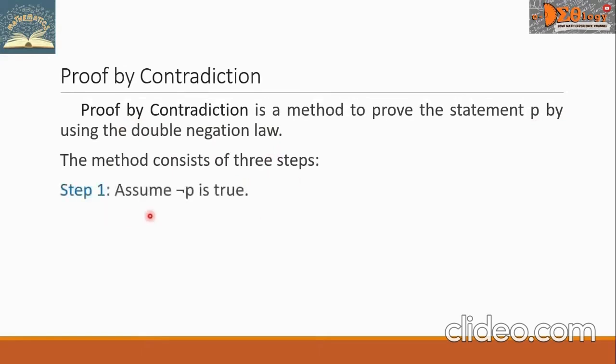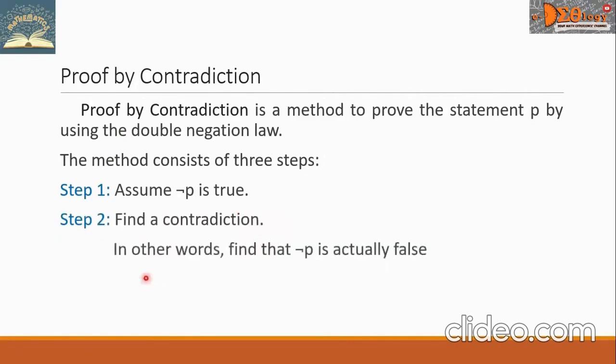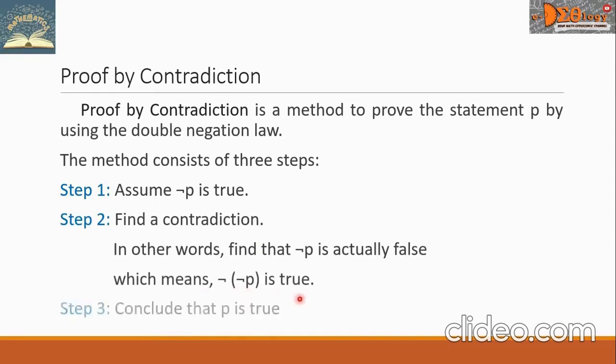Step 1, we assume that not P is true. Step 2, find a contradiction. In other words, find that not P is actually false, which means the negation of not P is true. Then step 3, conclude that P is true. That is, P is logically equivalent to the negation of not P.